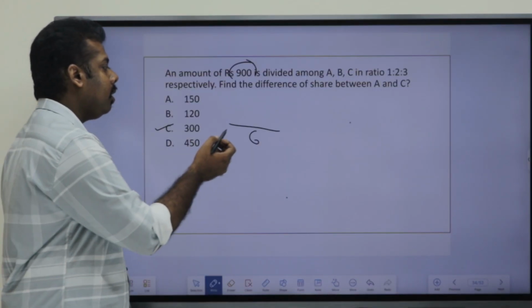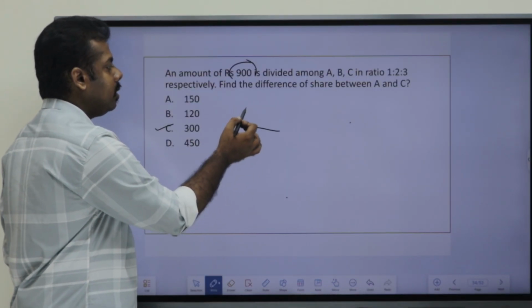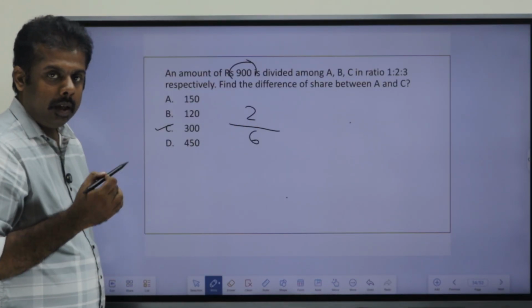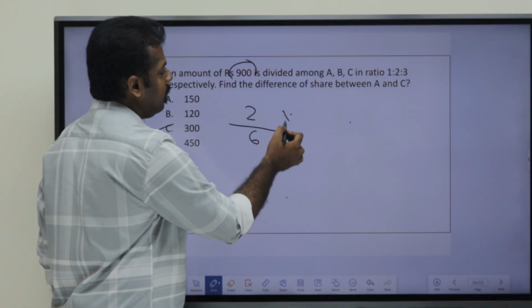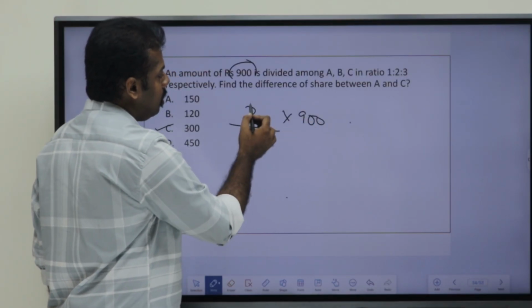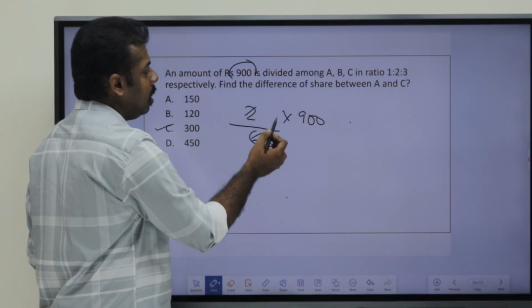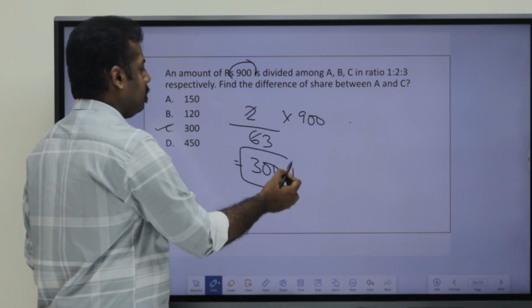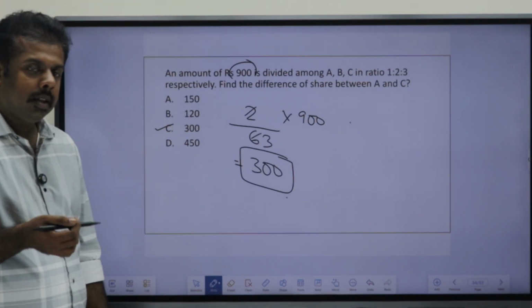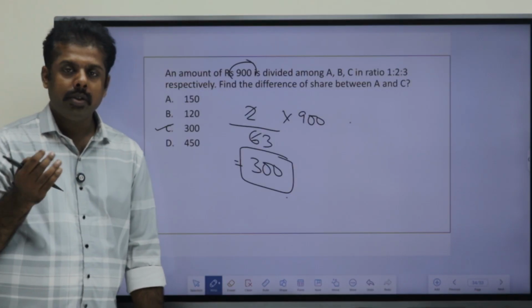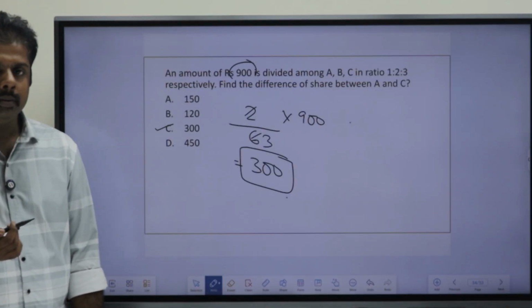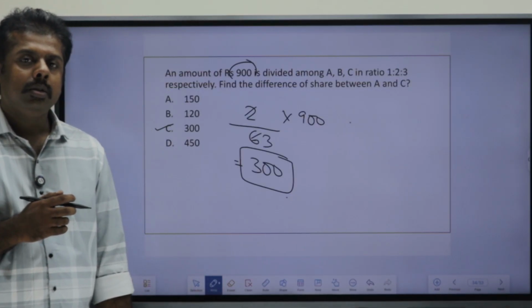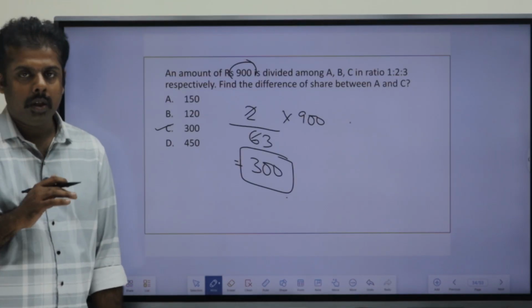So, we need to find 2 out of the total share 6, into the total, that is 900. Now, just cancel out, 2 3s are 6. 900 by 3 gives us what? 300. Okay, so same answer, we can directly say that the difference of share between A and C here is 300 itself. So I hope you got the solution here as well.